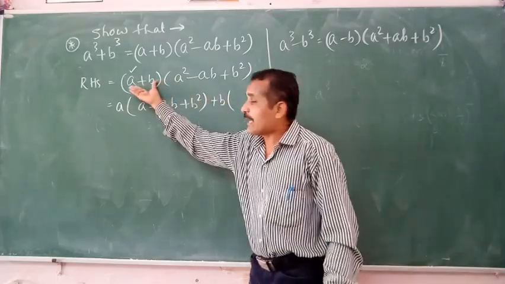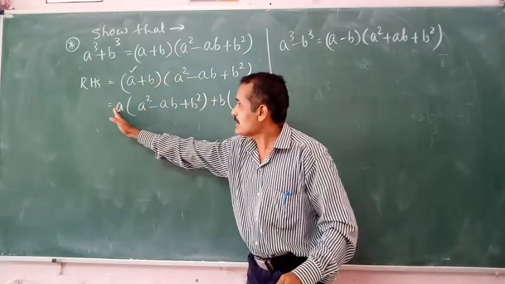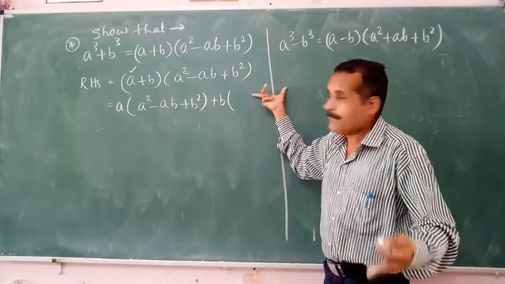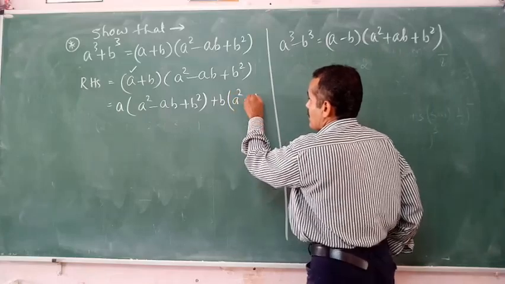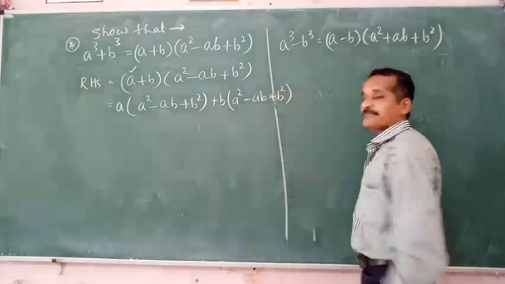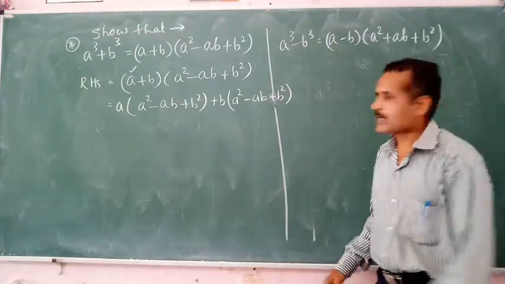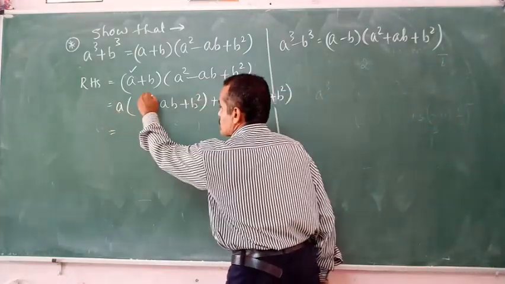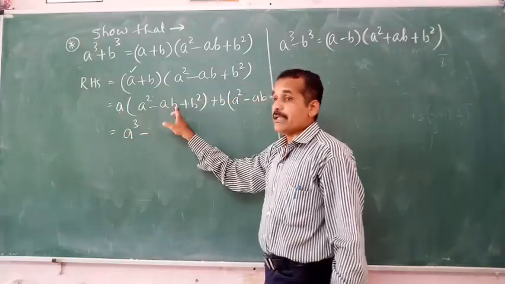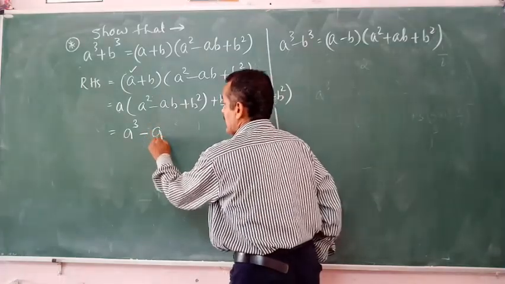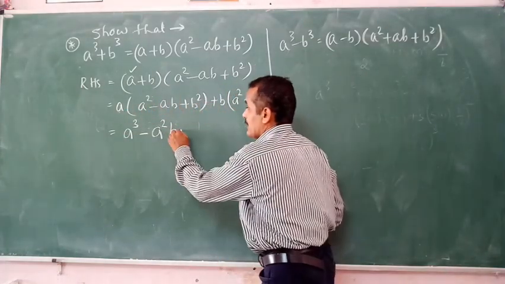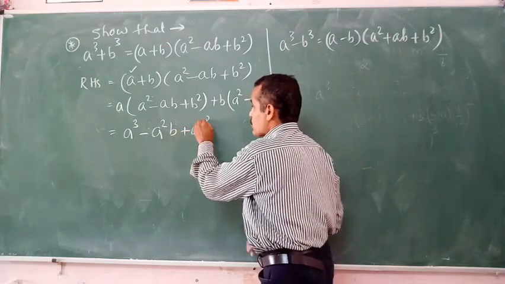That means this binomial will break. A I will take once, this is as it is. B I will take once, inside the bracket terms will be as it is: a square minus ab plus b square. Go on, multiply. Come on. A into a square, a cube, minus a into ab, it is a square b. A into b square, let me write plus ab square.